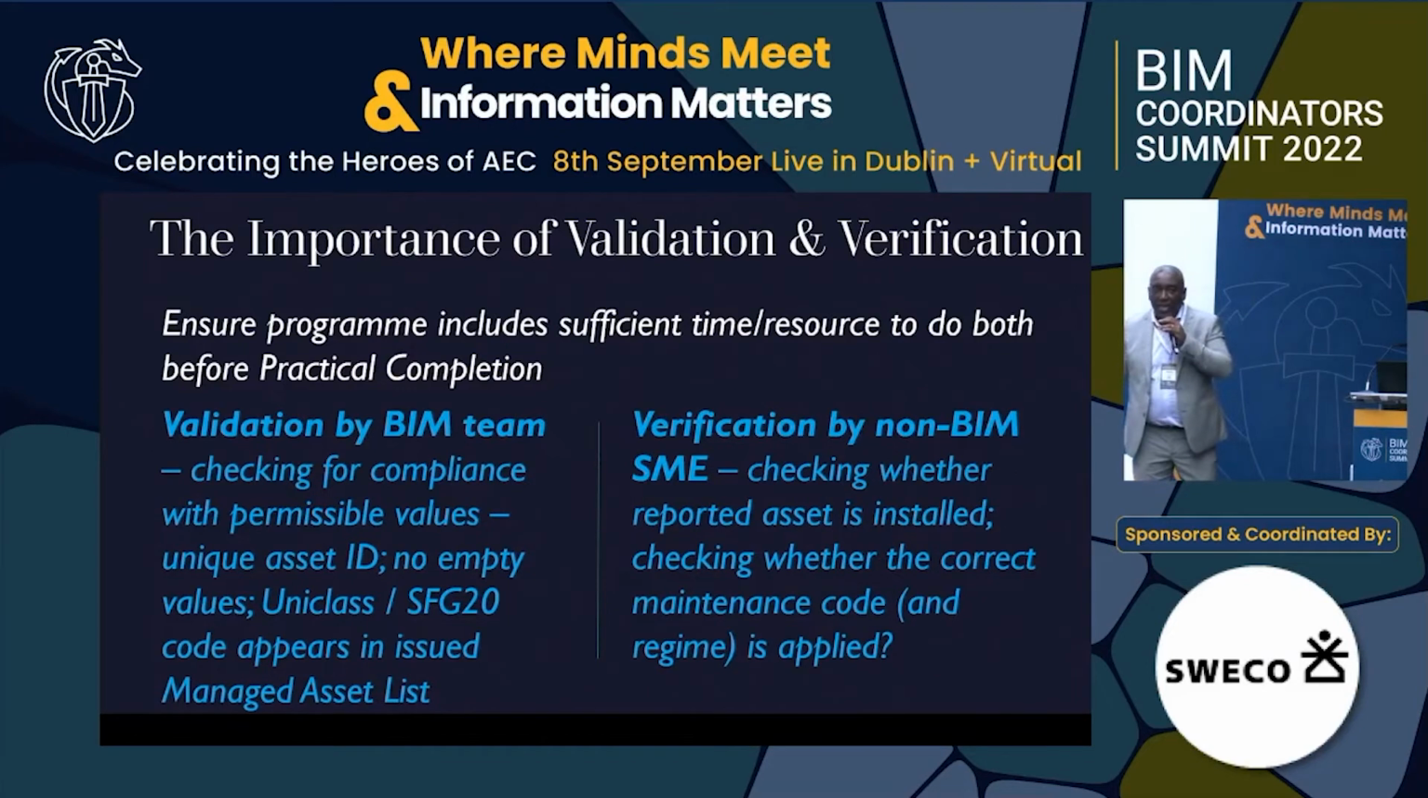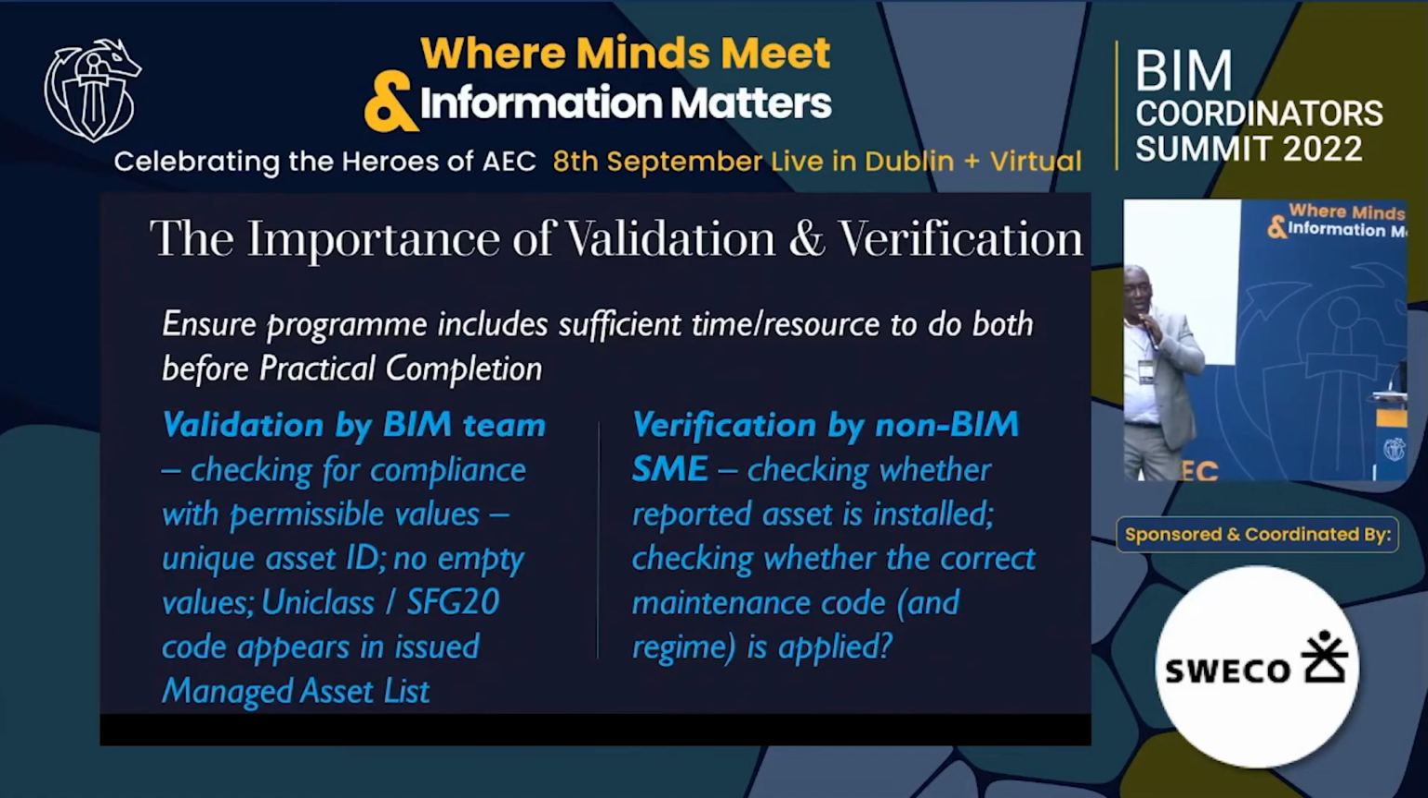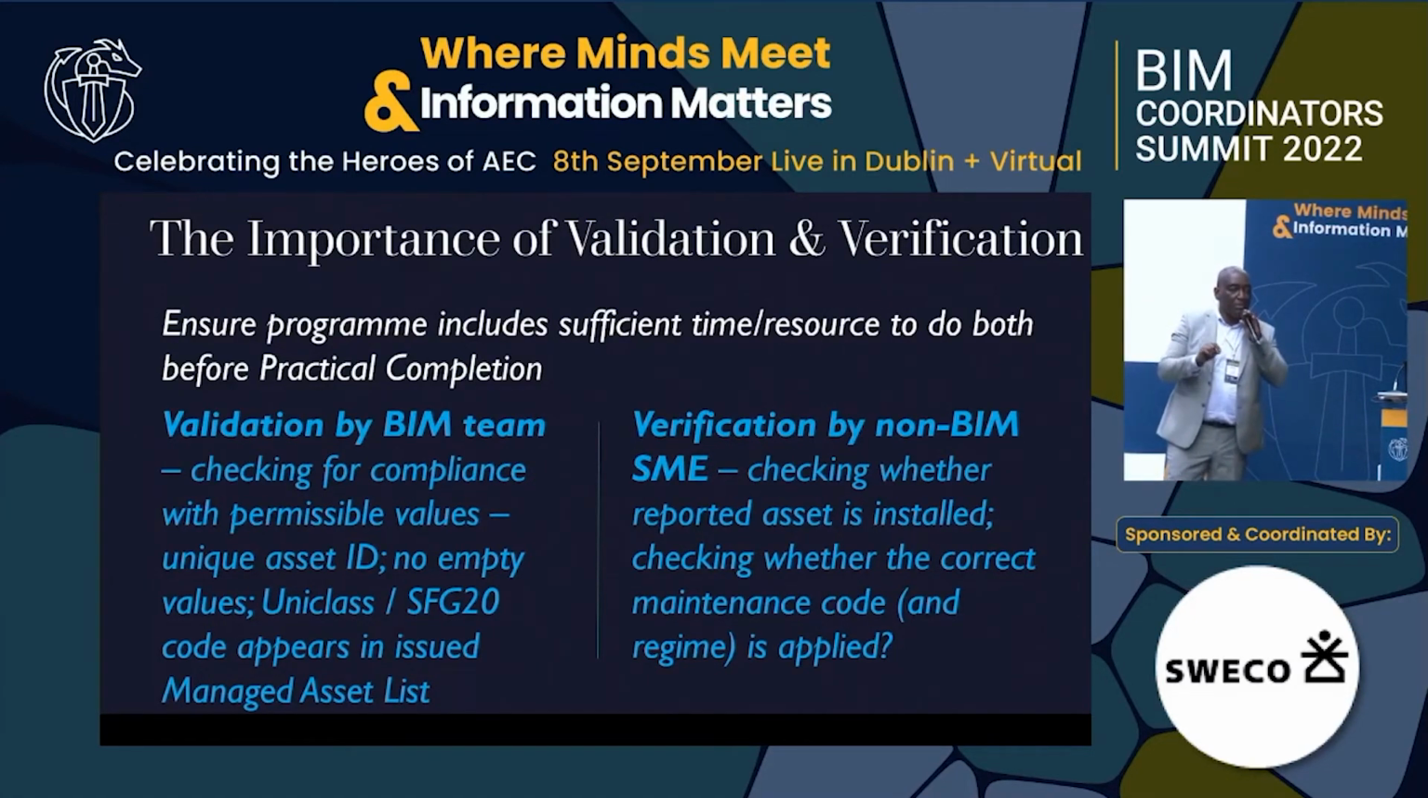They're two different things. As far as the BIM people are concerned, they can do validation. When it comes to knowing the correct SFG20 code, that is verification, and that can only be done by a subject matter expert who understands that piece of equipment and knows the information that needs to go in. So what we find is there are two layers of checking. One of them is simply to check whether the information is there, is it a permissible value? But then the second piece of it is, is this the right value for this piece of equipment? Because a maintenance engineer is going to apply a maintenance regime against that.